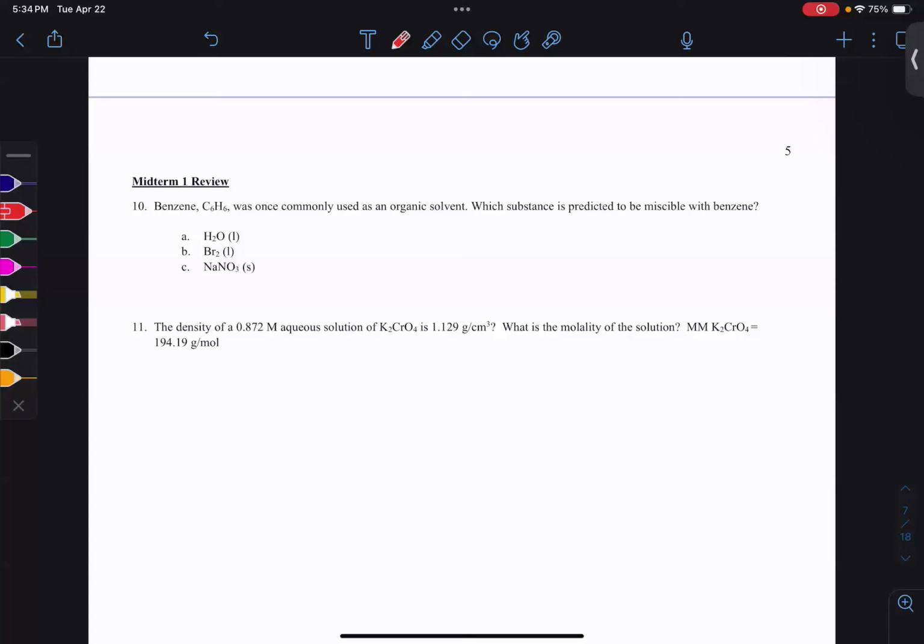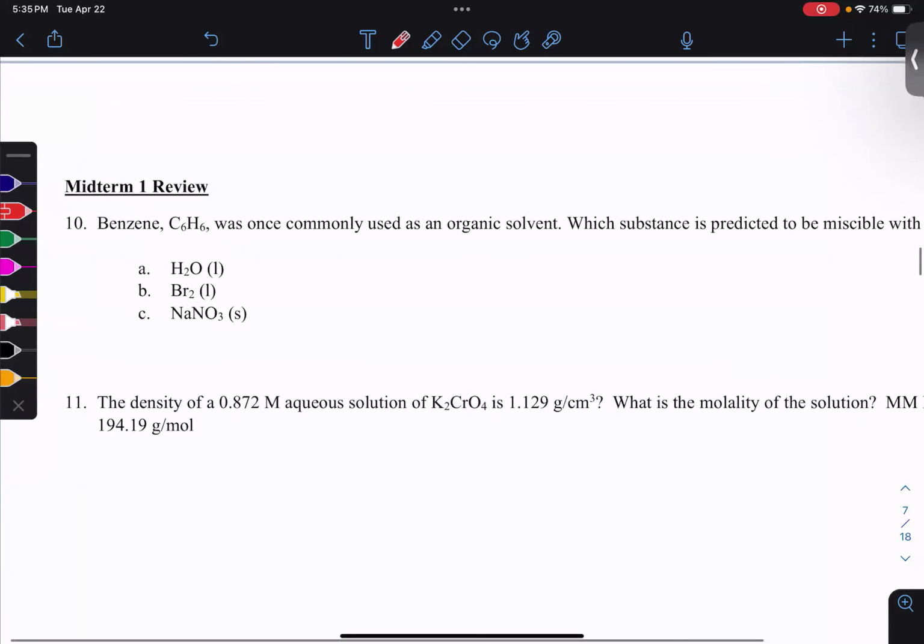All right, so midterm 1, this was solutions, energy of solutions, concentration calculations, colligative properties. Benzene was commonly used as an organic solvent. Which substance is predicted to be miscible with benzene? When your IMFs are strong between your solvent and solute, things typically mix very well. Based upon the chemical formula, what are the dominating intermolecular forces present in benzene? LDF, and that's it.